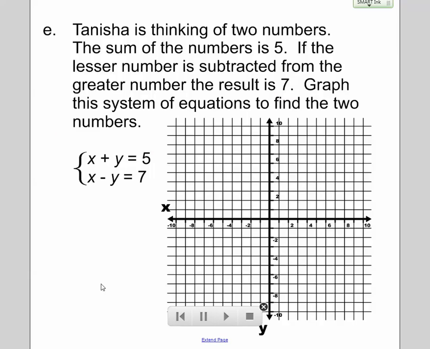All right, last one here. Tanisha is thinking of two numbers. The sum of the numbers is 5. If the lesser number is subtracted from the greater number, the result is 7. Graph the system of equations to find the two numbers.